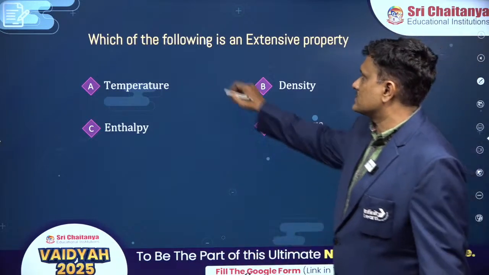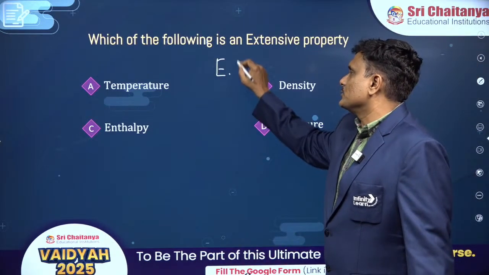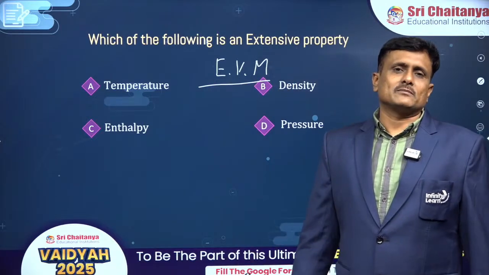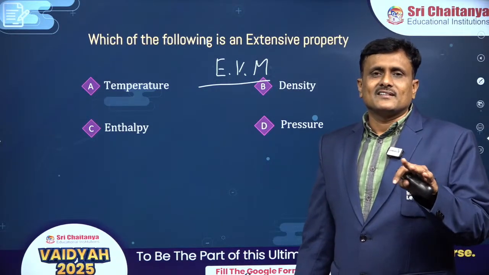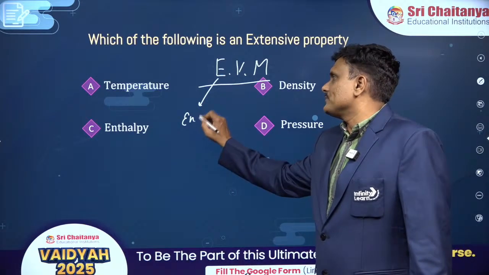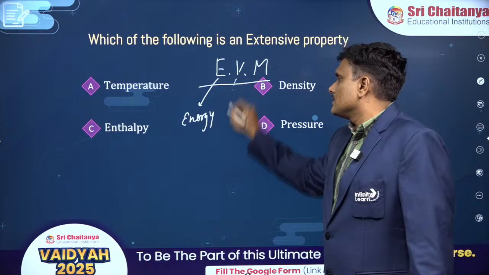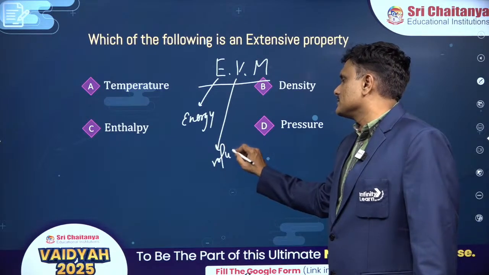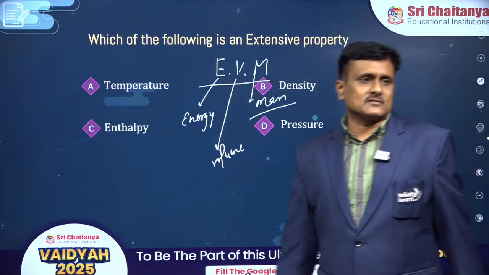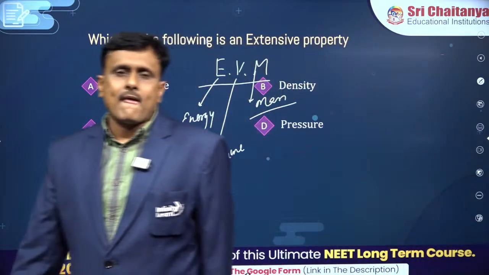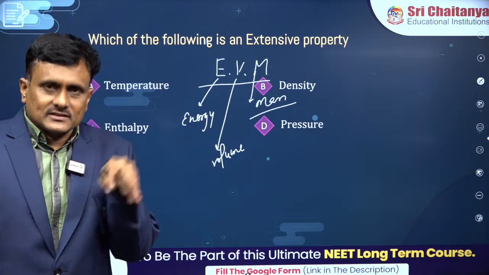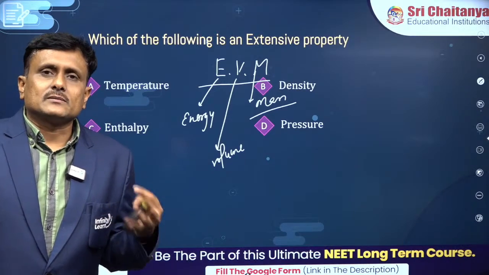Remember, elections are due in recent times. Electronic voting machines play the major role. For us, EVM means energy-related terms, volume-related terms, and mass-related terms are extensive properties. Remember this way. Alright, Gibbs free energy, enthalpy, they will give like this, molar heat capacity, etc.